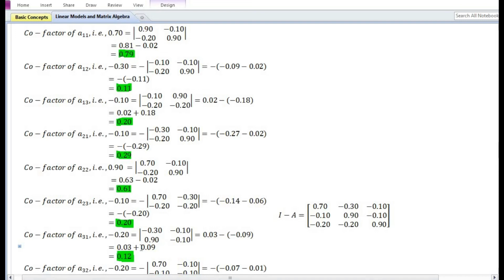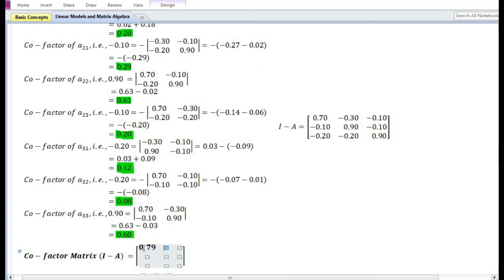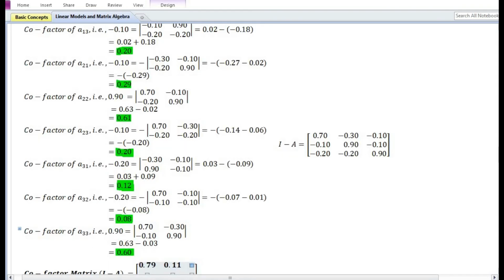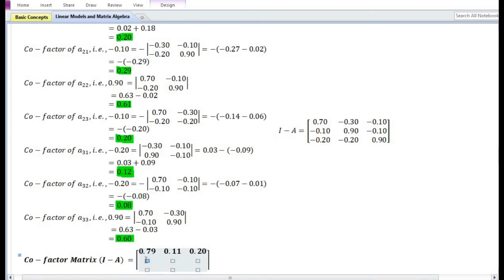is 0.79. Cofactor of A12 is 0.11. Cofactor of A13 is 0.20. Cofactor of A21 is 0.29. Cofactor of A22 is 0.61. Cofactor of A23 is 0.20. Cofactor of A31 is 0.12. Cofactor of A32 is 0.08. Cofactor of A33 is 0.60.